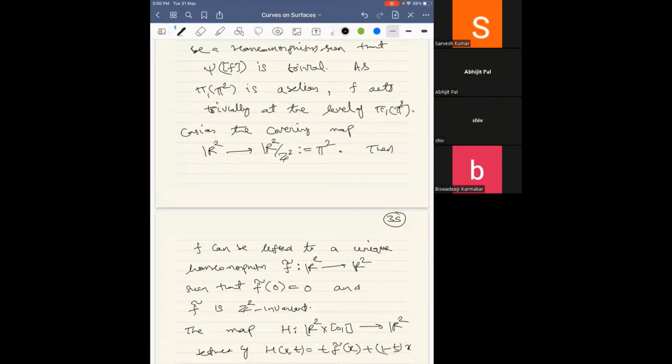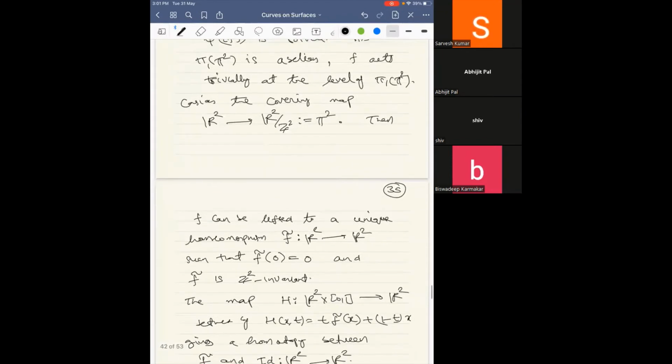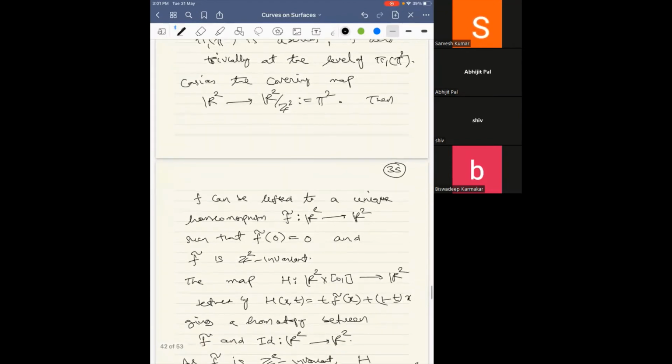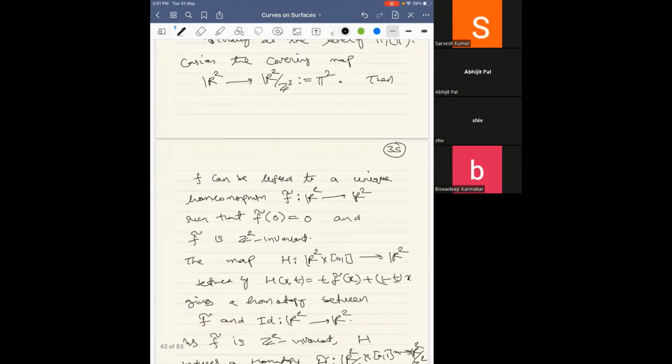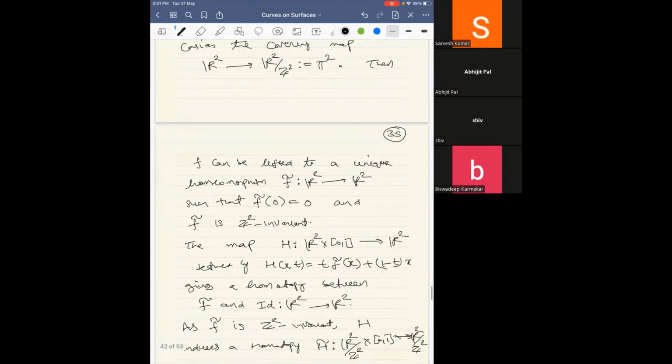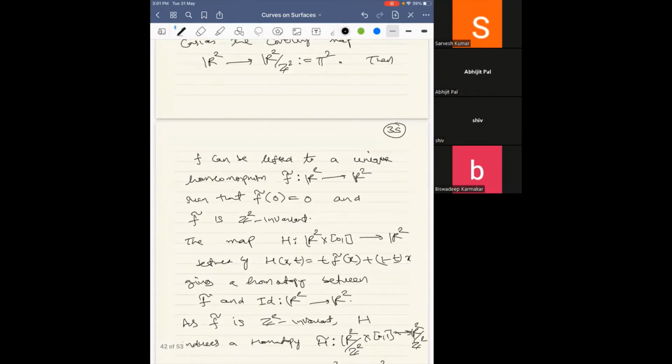Because for a lift you can start from somewhere, and that is a unique lift. So let's say it starts from 0, here 0 I mean (0, 0). And F tilde is Z2 invariant. So let us look at this homotopy between F tilde and identity.